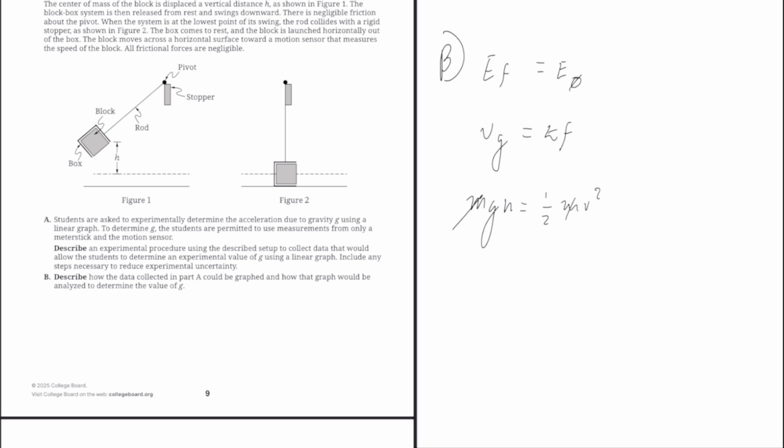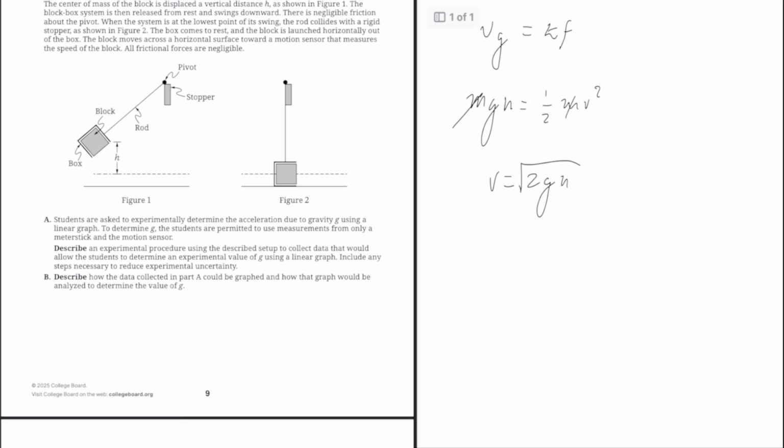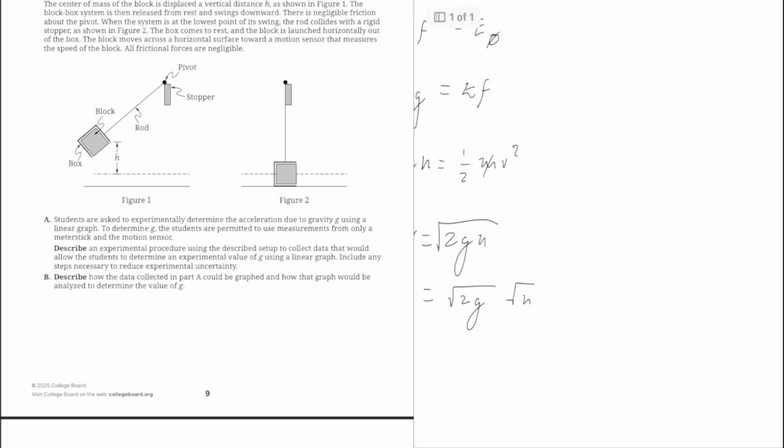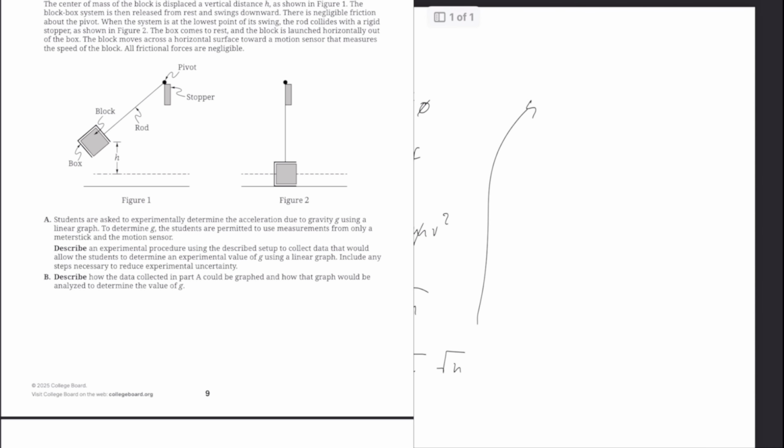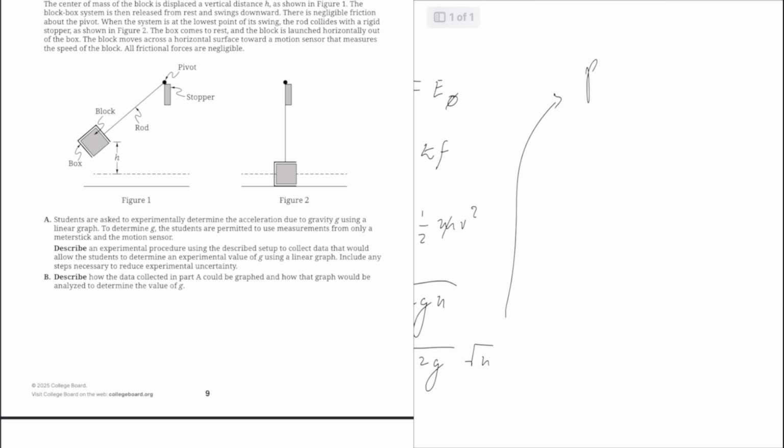Cancel this. And we're going to say v squared equals 2gh, so v equals square root 2gh. But now I'm going to separate the 2g and the square root h. And now I'm going to draw an arrow this way to indicate that I want to plot v as a function of square root h.